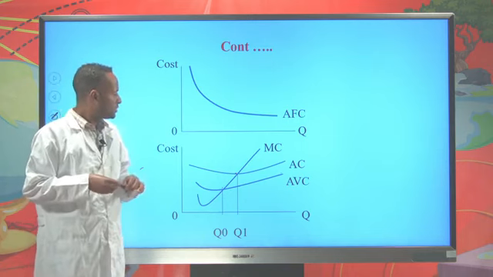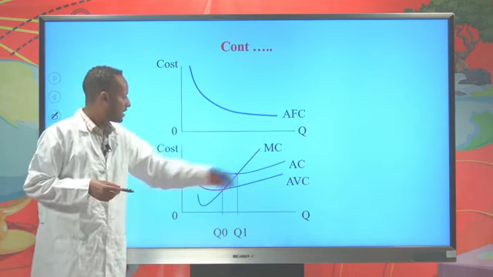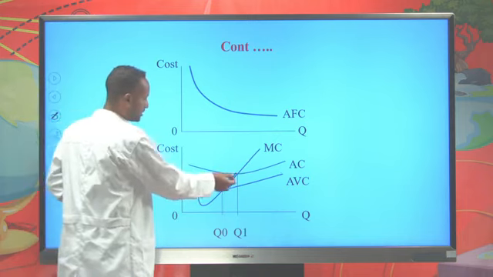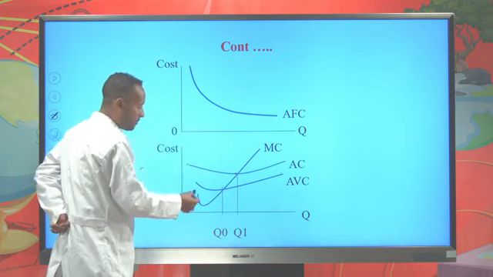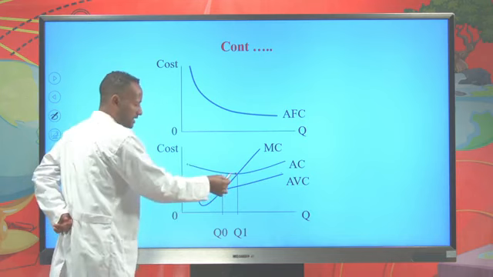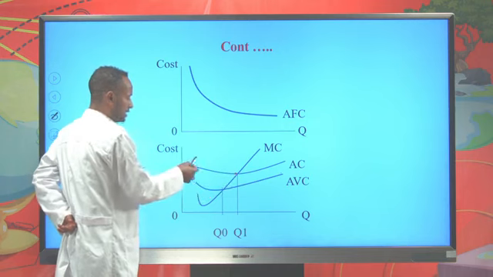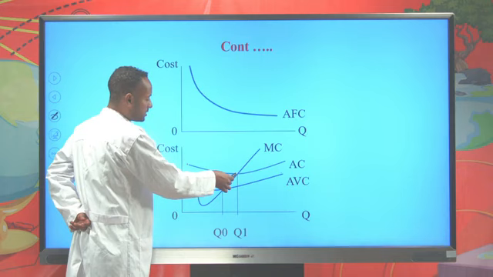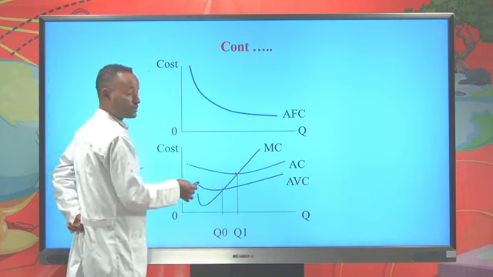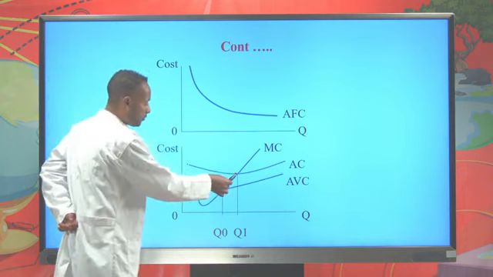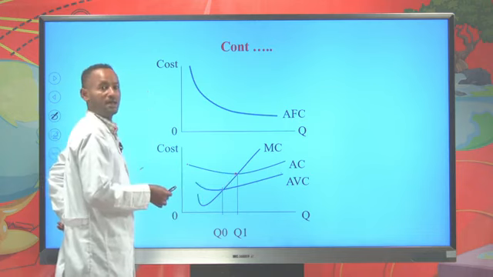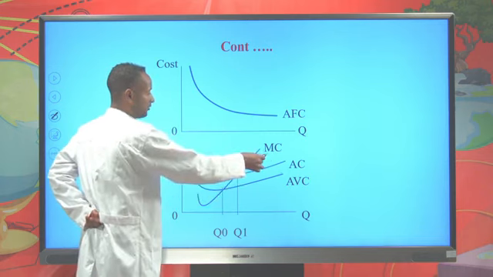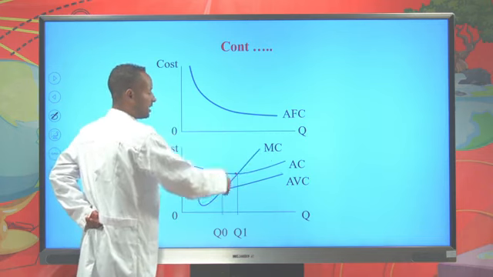The other relationship between the MC and the AC curve is, starting from this point to this point, the average cost of production curve is above the MC. Whenever AC is above MC, the AC decreases. At this point, the MC curve equals the AC curve. Whenever MC equals AC, AC is at its minimum. Beyond this point, MC is above AC. Whenever MC is above AC, AC increases.